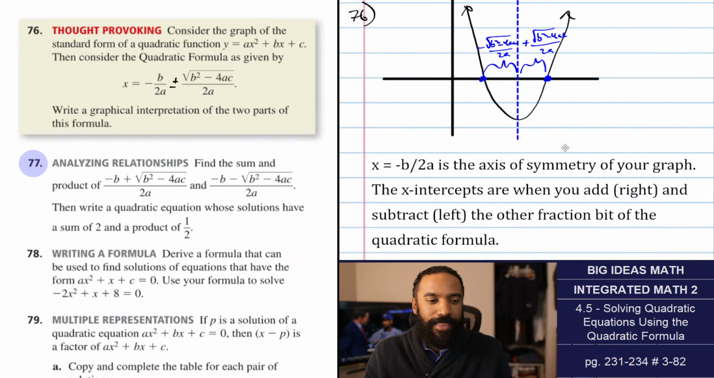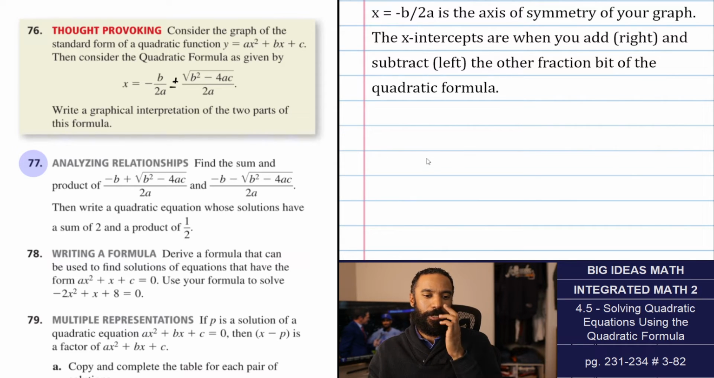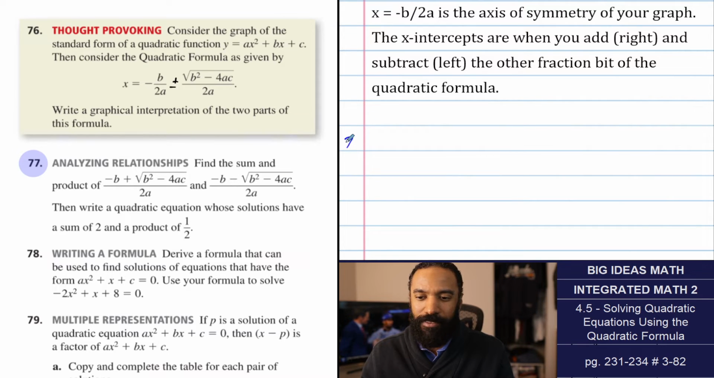Another thing that's kind of just taught within. I love it. Find the sum and product. Oh, wow. Then write a quadratic equation whose solutions have a sum of 2 and a product of 1/2. What? All right, 77. All right, well, the sum, we kind of already got that from before. Let's take care of that. So let's see, 77. Oh, sum and product's not going to be too bad.